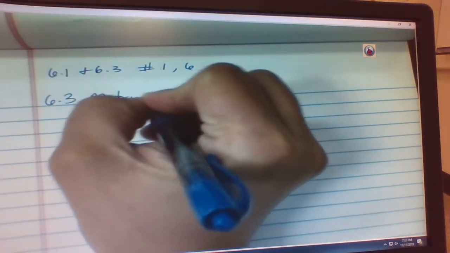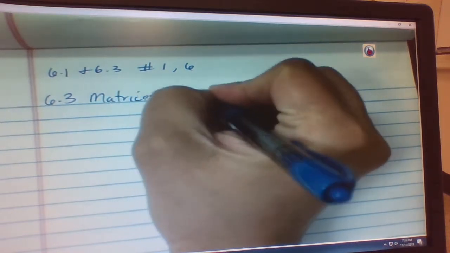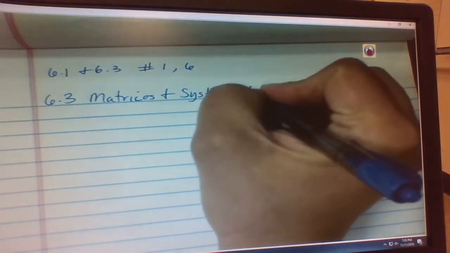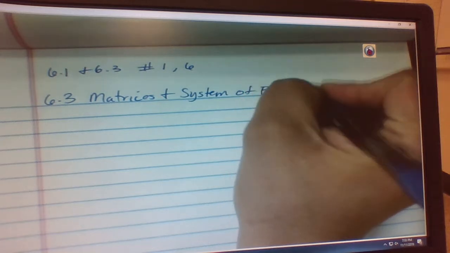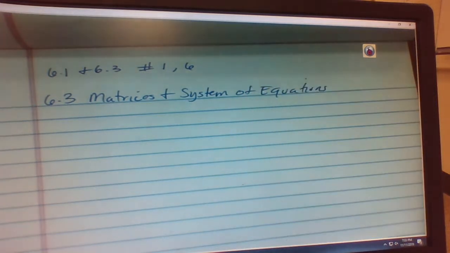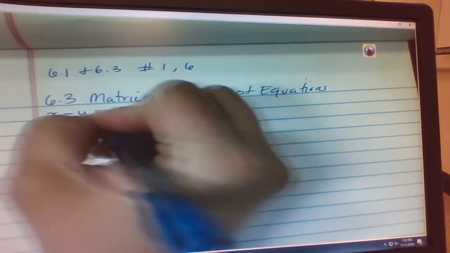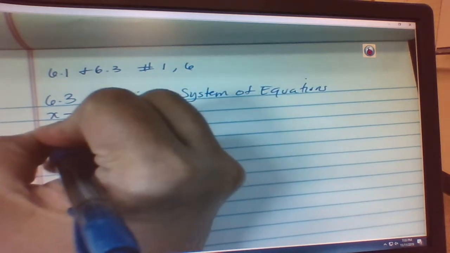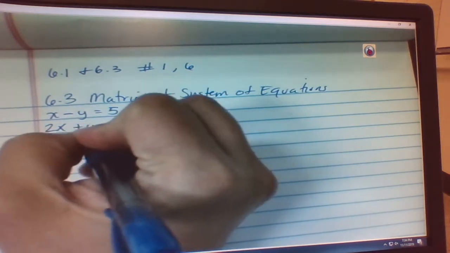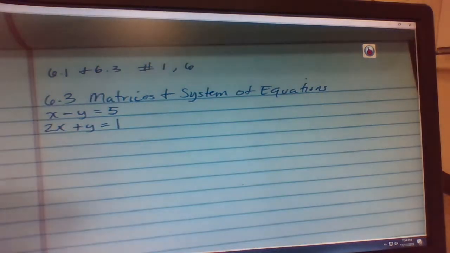Good. Matrices and systems of equations. We're going to start doing this by a 2x2, and then we're going to go into a 3x3. So the first thing we need to know, still using the main problem we used last time in our notes that we solved all 3 different ways, is that when they give you a system, you need to change it into a matrix.